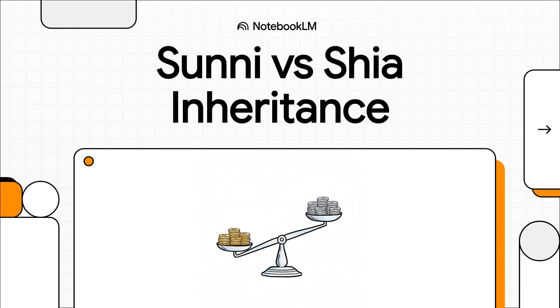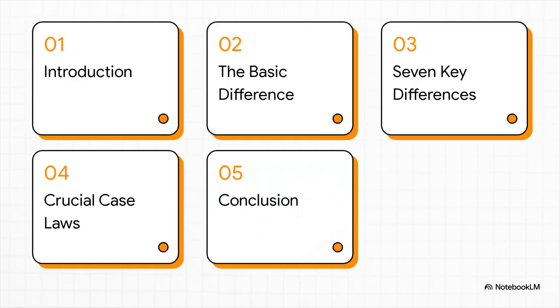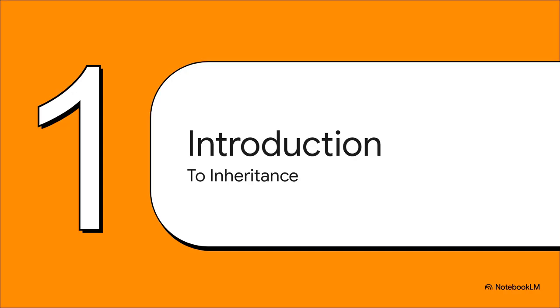All right, let's dive into this with absolute focus. Here is your structural roadmap for the exam. 1. Introduction to inheritance. 2. The basic difference. 3. 7 key differences. 4. Crucial case laws. And 5. Concluding your answer.